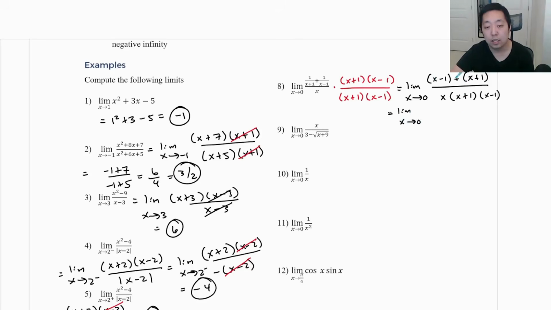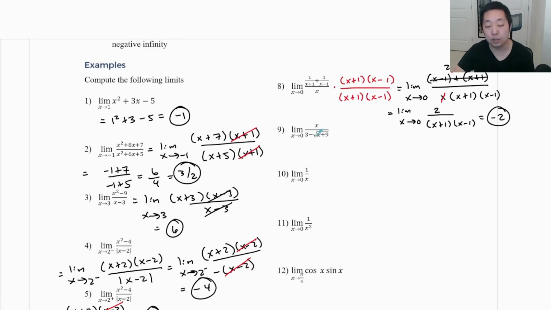So then the top just becomes 2x, and then your x's will cancel. And then I can plug in 0. So it's going to be 2 over x plus 1, x minus 1. That's 1 times negative 1 is negative 1. So that's 2 over negative 1, which is negative 2.